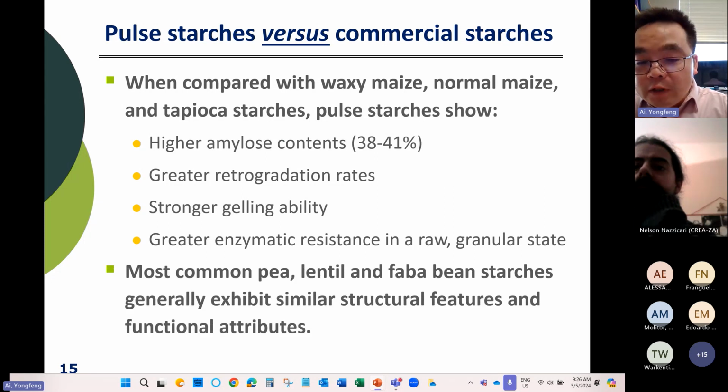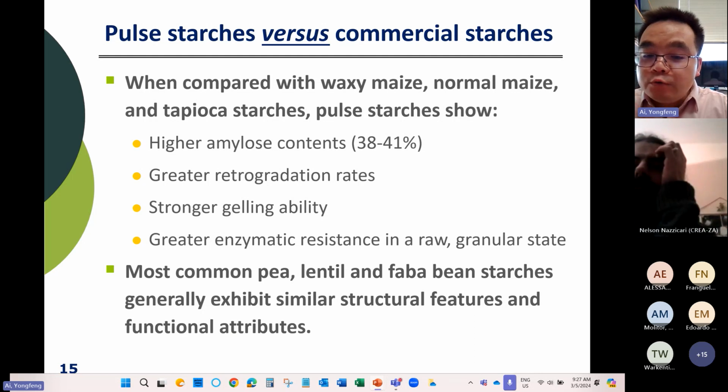Another very important piece of information I want to share with you is, according to my working experience with the pulse starch in the past 8 years, very interesting is like the pea, lentil, and faba bean. No matter where we obtain the starch, we have worked with the starch from Canada, from the States, and also from Europe. Very interesting is these pulse starches seem to belong to one group.